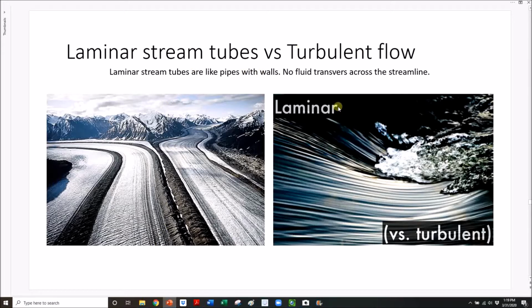Turbulent flow, on the other hand, is when you get mixture between the tubes, the stream tubes. So here is laminar flow on the left, turbulent flow on the right, where it's all mixed up, it's all churning. So we're not going to talk about this, that's too complicated. We're going to talk about the basics of laminar flow.